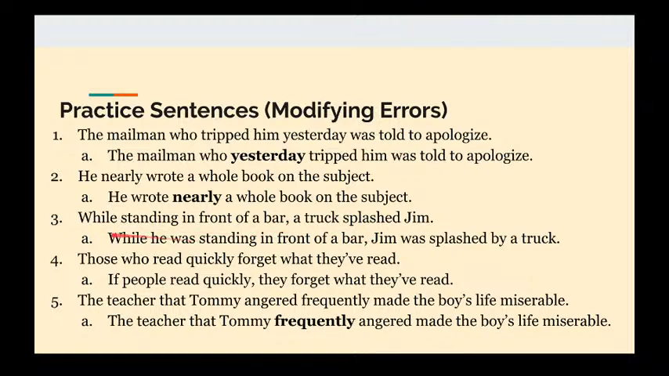Sentence number 4, those who read quickly forget what they've read. So rather than just changing a word around like the other sentences, we actually just rewrite the sentence, and this again goes to prove that there are many different ways of correcting the sentence. So the sentence would read, if people read quickly, they forget what they've read.